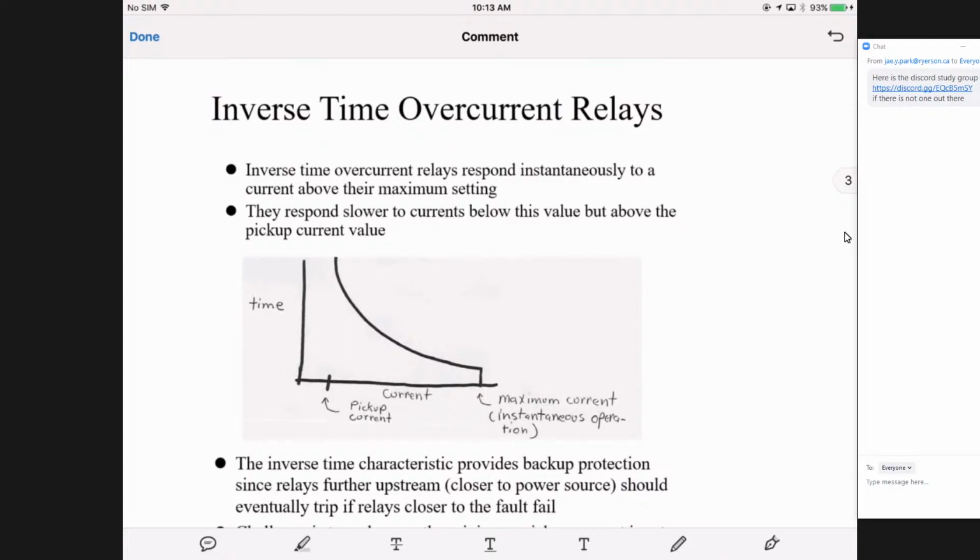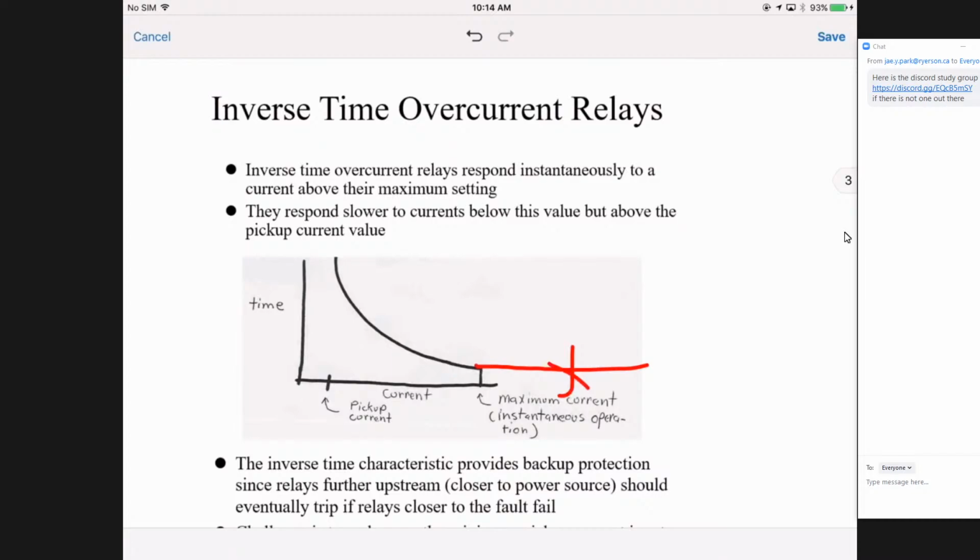inverse time overcurrent relay. Okay, so as is shown here, it is an inverse. The vertical is time and the horizontal is current. So it's inverse: higher current, less time. But it's not continuous forever. It has an exponential curve.